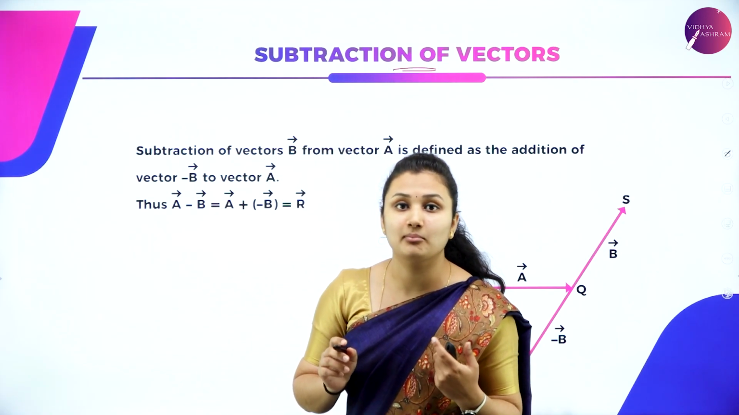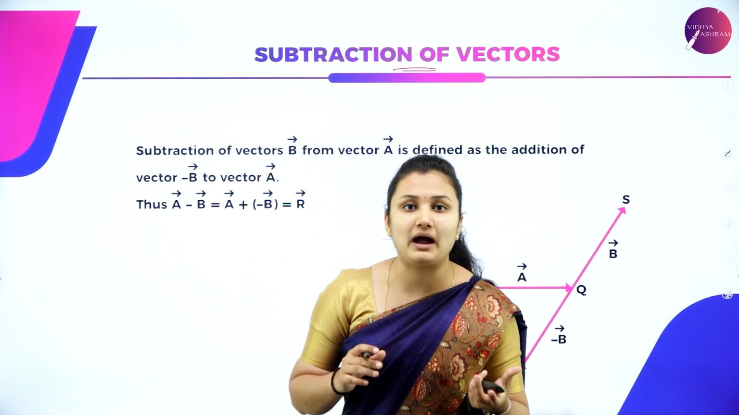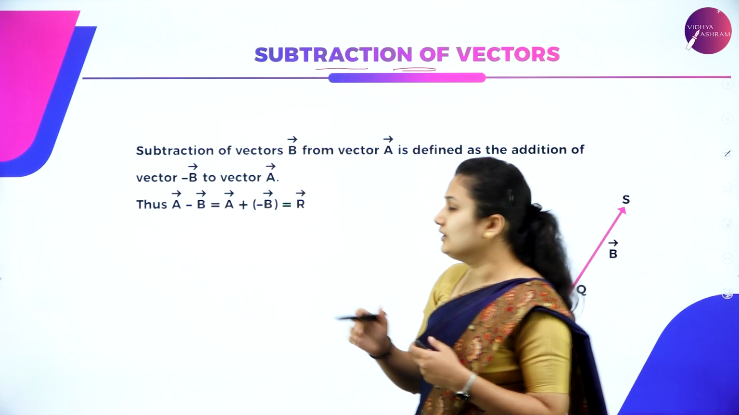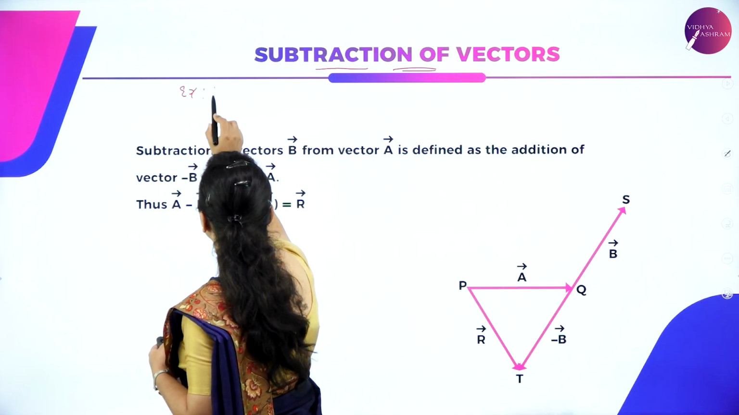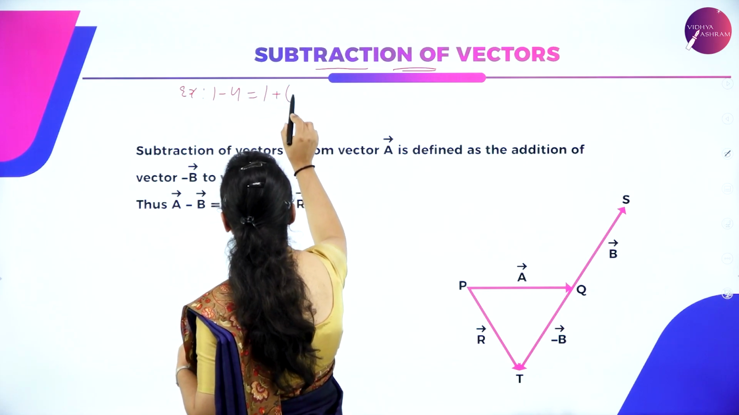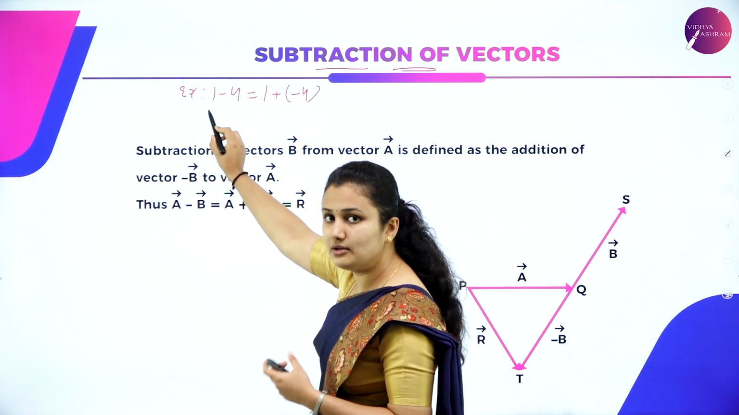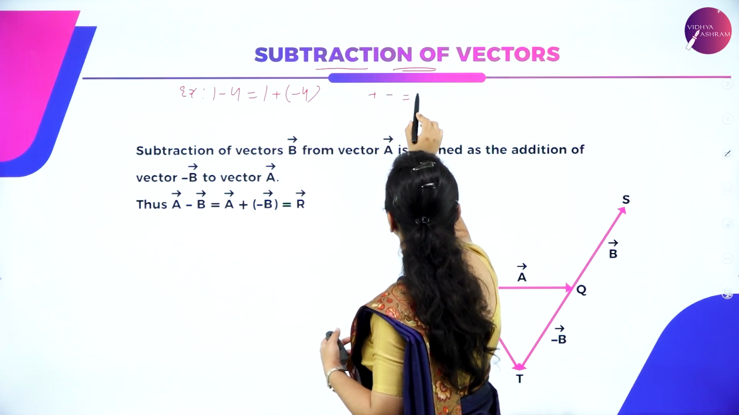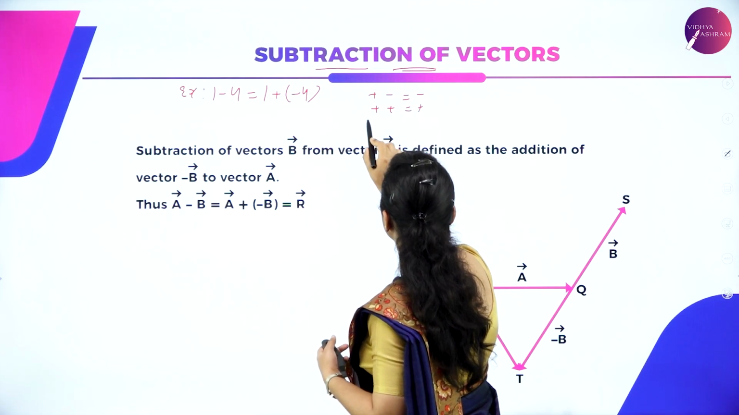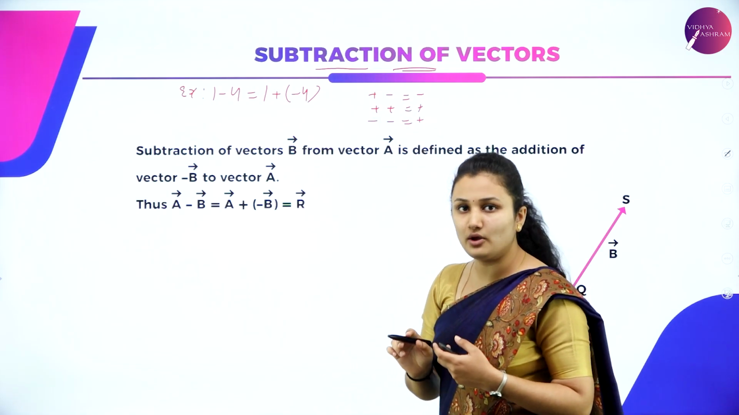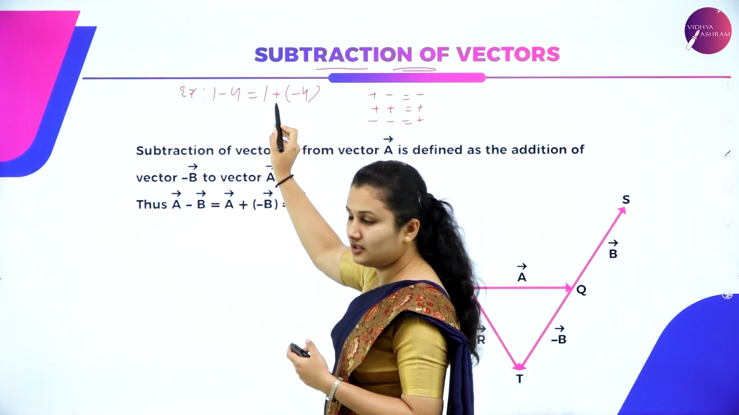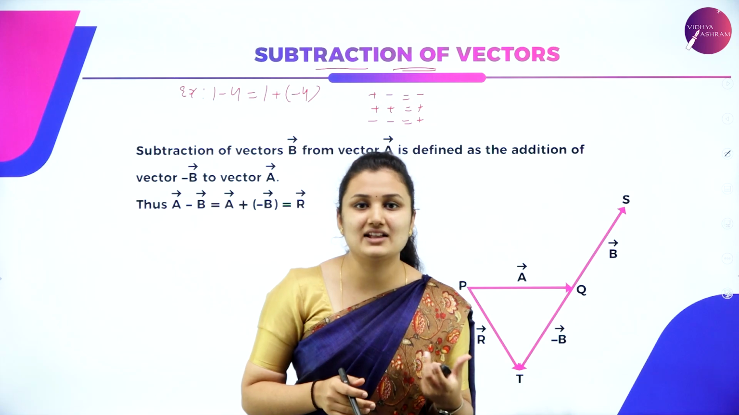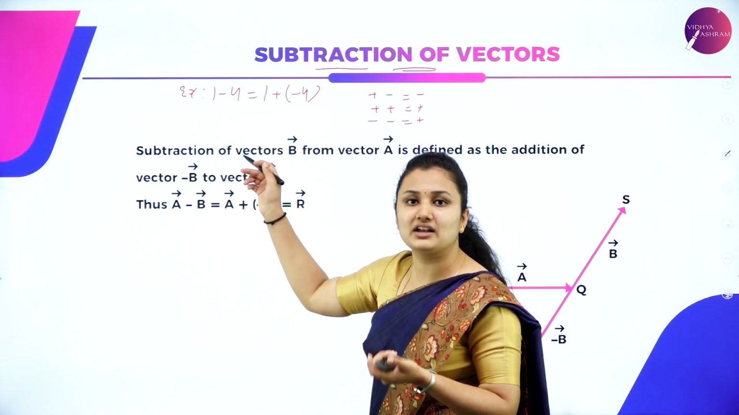Keep in mind, vectors depend both on magnitude as well as direction. So we are studying what is subtraction of vectors. For example, 1 minus 4 is equal to 1 plus of minus 4. Look at this LHS, 1 minus 4. Look at this RHS, 1 plus of minus 4. We know plus into minus gives us minus, plus plus gives us plus, minus minus again gives us plus. So plus minus is nothing but minus here. So 1 minus 4 or 1 plus of minus 4, both are the same, right? Both LHS and RHS are one and the same. Both ways, we are finding the difference itself.